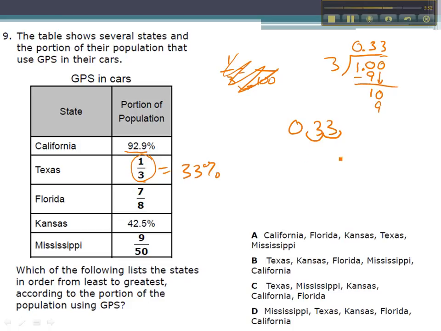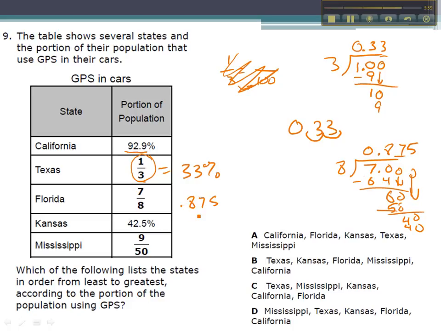Florida, 7/8. Again, we're going to need to divide 7 divided by 8. 8 goes into 7 0 times. Add a decimal and a 0, line up a decimal in our answer. 8 times 8 is 64. Subtract, we get 6, bring down a 0. 7 times 8 is 56. Subtract, you get 4, bring down a 0, and 8 goes into 40 5 times exactly. So we have 0.875 here, and then as a percent, move the decimal 2 places to the right, and you get 87.5%.